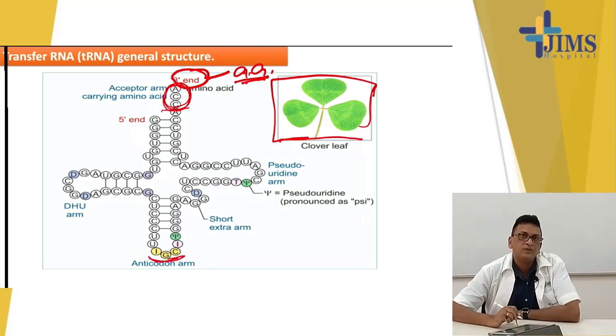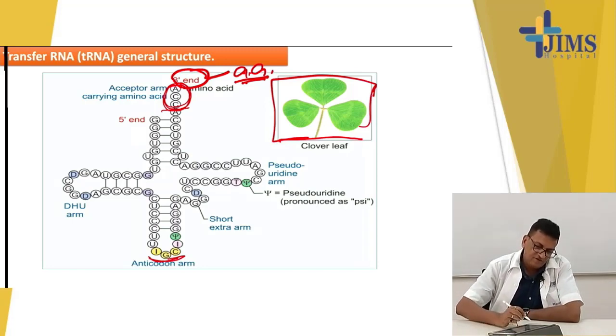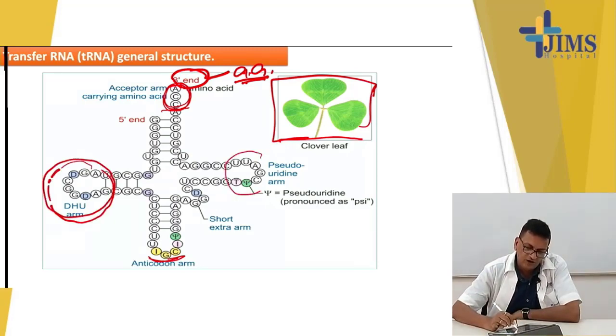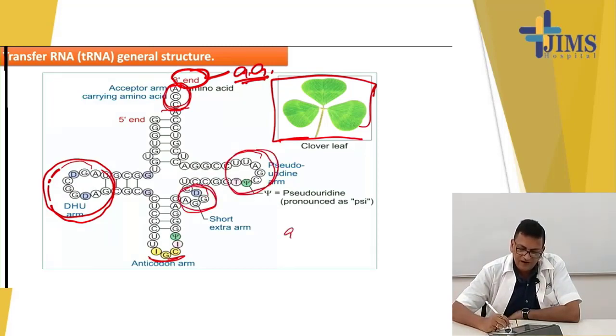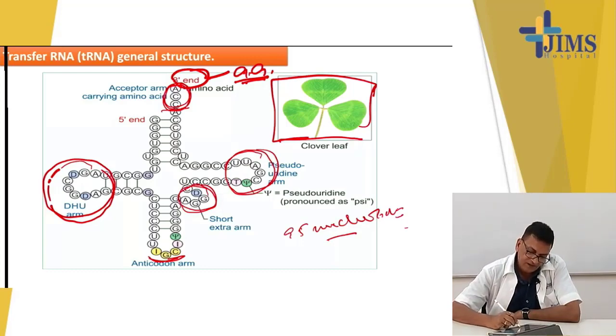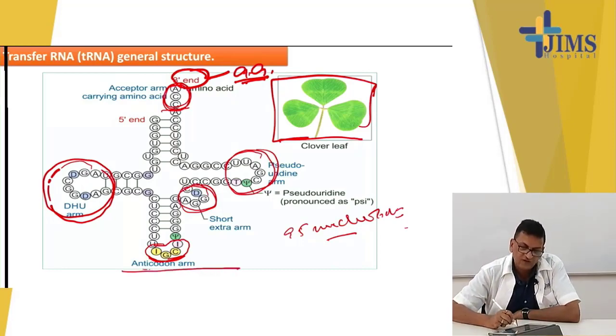The sequence in which the amino acids are bound is determined by the anticodon sequence in this loop. There is a 3' sequence which is a little longer, then you have a dihydrouridine loop, then a pseudouridine loop on this side, and a short extra arm. Normally it has about 95 nucleotides in this tRNA. And there is something called the anticodon loop. Now we are going to read this anticodon loop with the codons. The codons are the 4-letter language present in the mRNA.